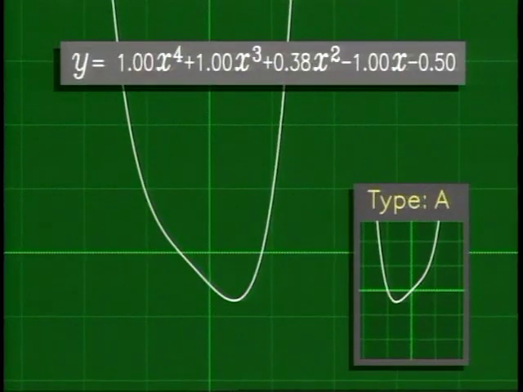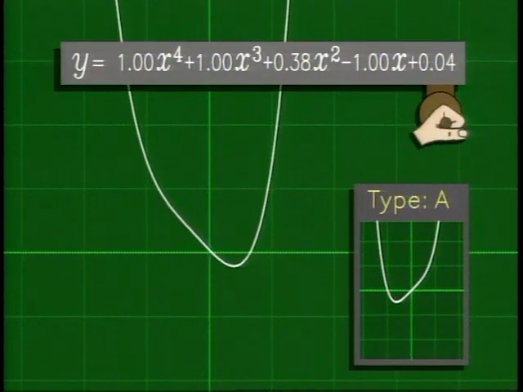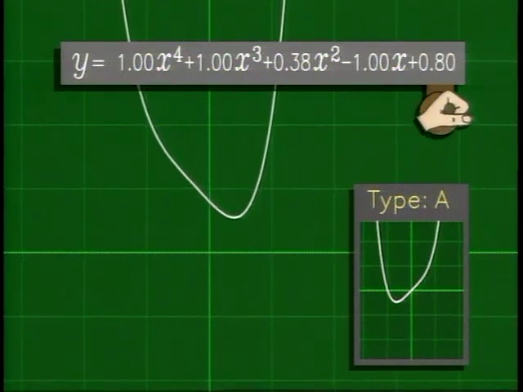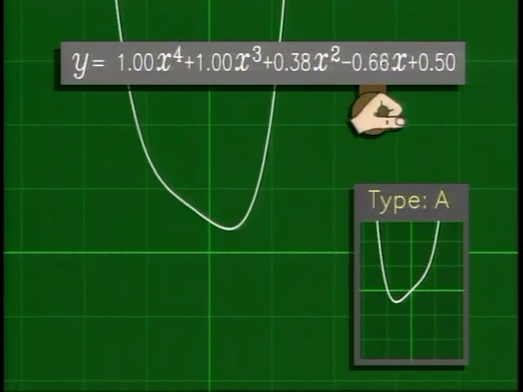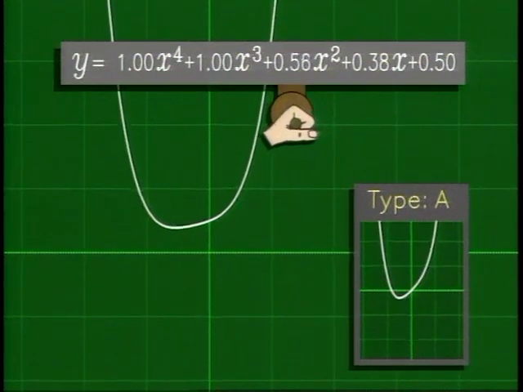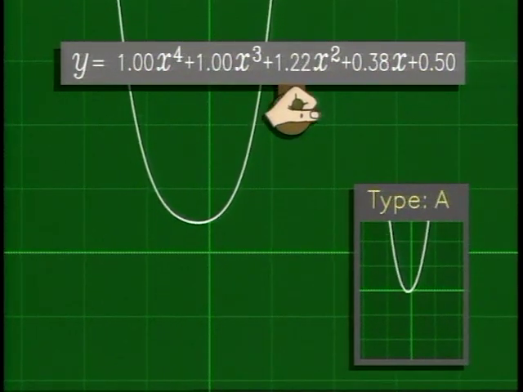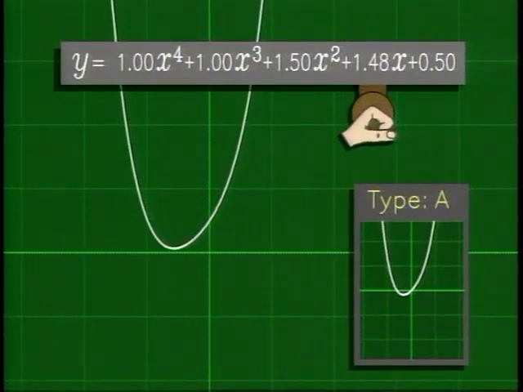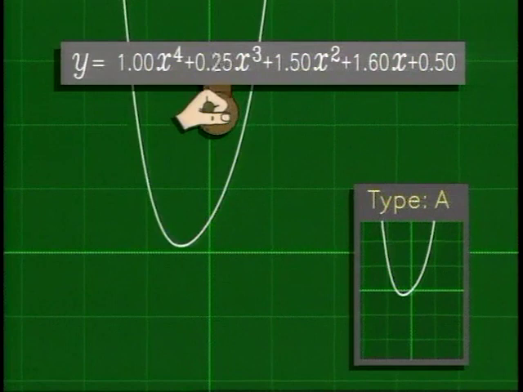If you take any fourth-degree polynomial and change the constant term, the curve moves up or down without changing its shape. You can change from one type to another by adjusting the coefficient of x, or of x squared, or of x cubed.